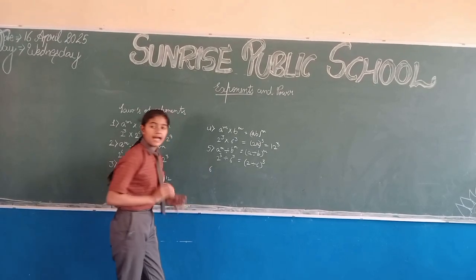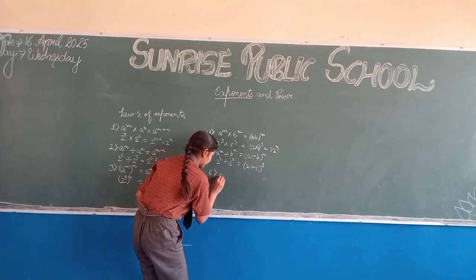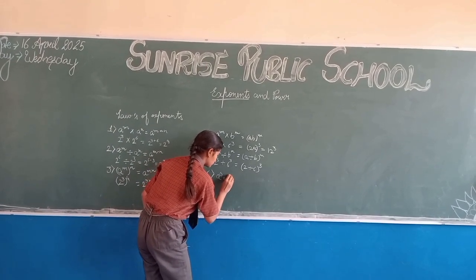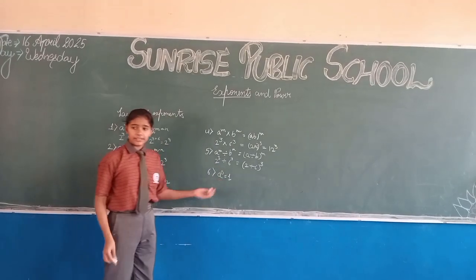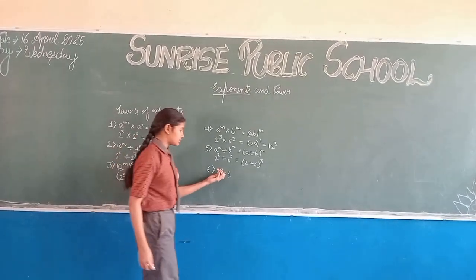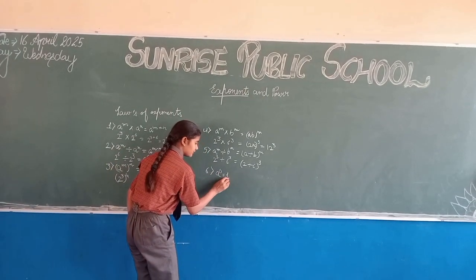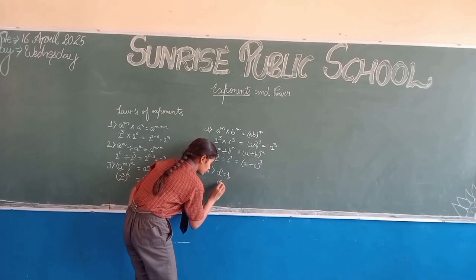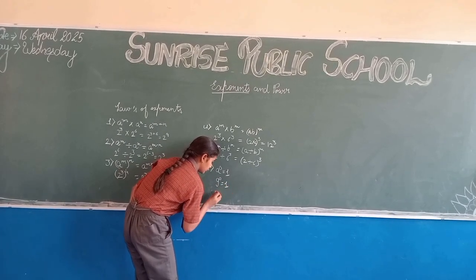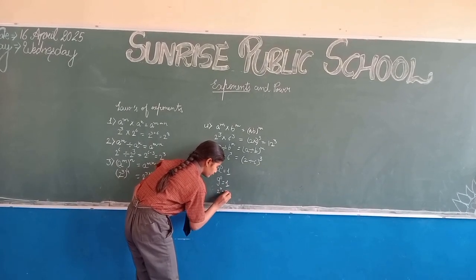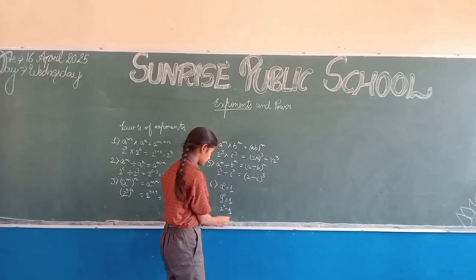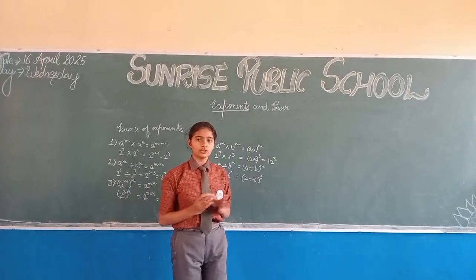Now our sixth and last law is a raised to power 0 is equal to 1, where a is an integer. If any number has power 0, its answer will be 1. For example, 9 raised to power 0 is equal to 1, and 2 raised to power 0 is equal to 1. These are the different laws of exponents.